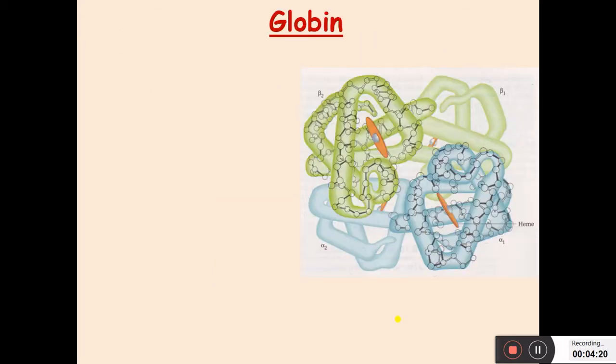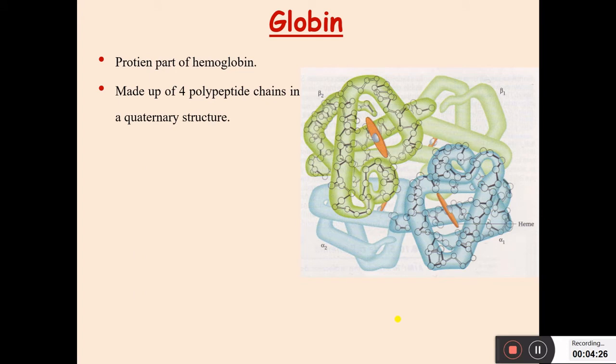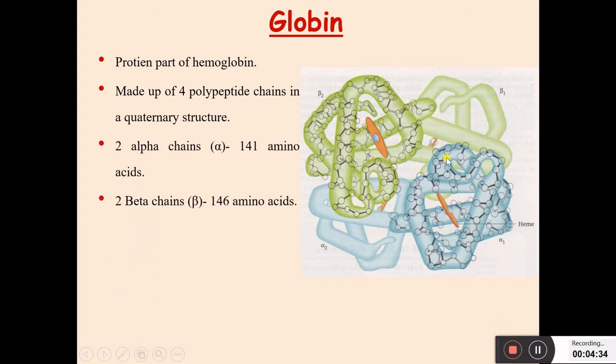Now, globin. Globin is the protein part of hemoglobin. It is made up of 4 polypeptide chains in the quaternary structure. These are the 4 polypeptide chains. It contains 2 alpha chains, which comprise 141 amino acids, and 2 beta chains, which comprise 146 amino acids.